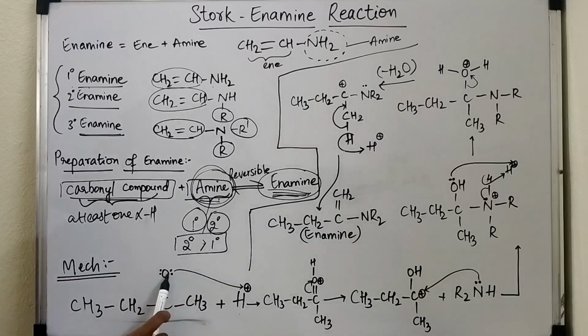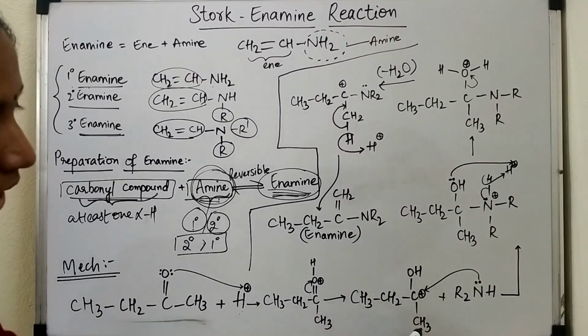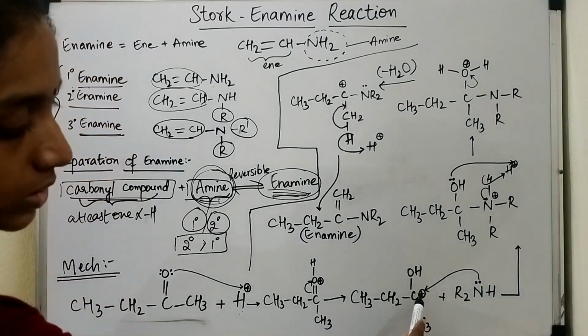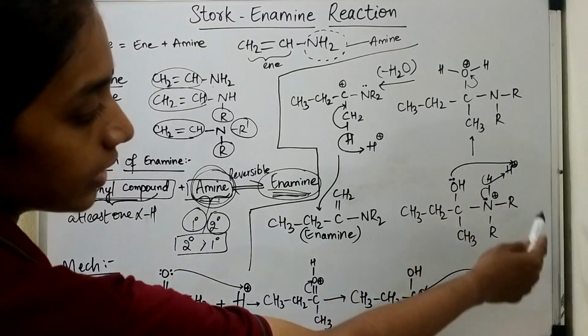The oxygen of the carbonyl compound will share its lone pair of electrons with the positively charged hydrogen, giving us a structure like this, where oxygen will be getting a positive charge as it is forming three bonds. Now this oxygen will take the bond from carbon atom, leaving this carbon positively charged. Now this carbocation will react with secondary amine, where nitrogen will share its lone pair of electrons with the positively charged carbon, forming a bond between them and will give us a structure like this.